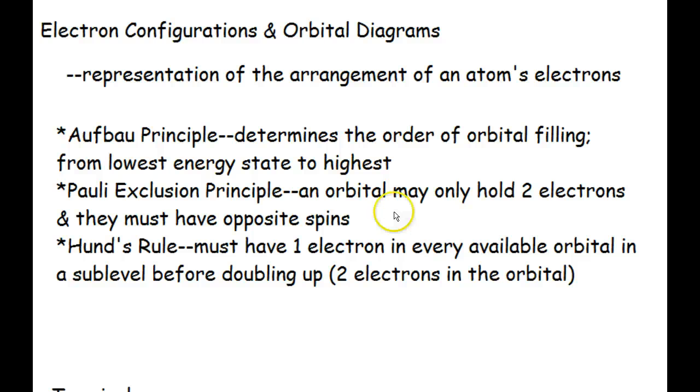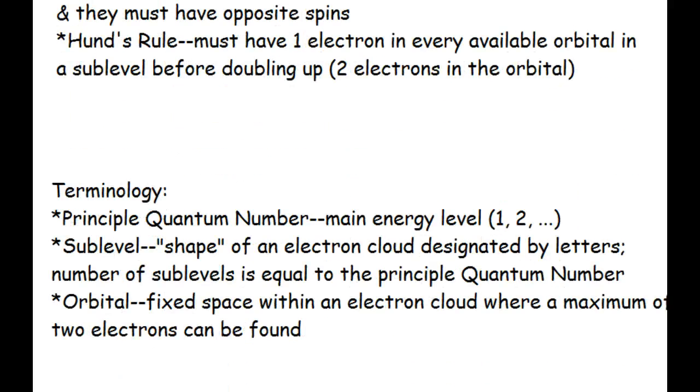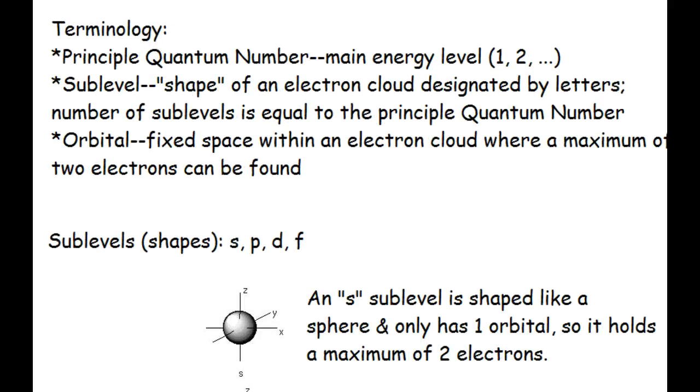So, a little terminology so you can understand what those things mean. First thing is, what is a principal quantum number? That's your main energy level, and it's a number 1, 2, 3. The highest is 7. The sublevel is a way of describing the shape of an electron cloud.